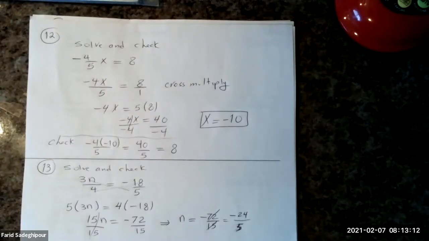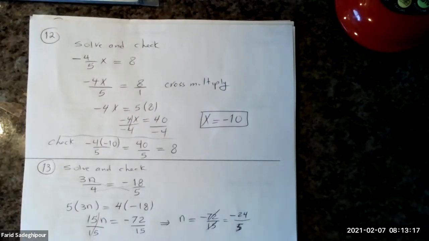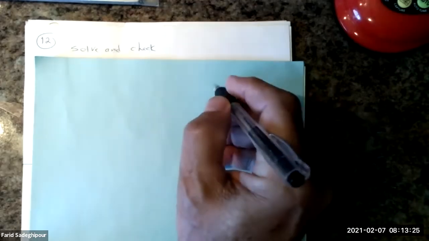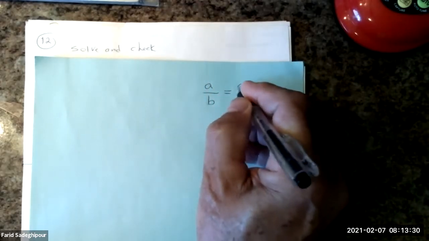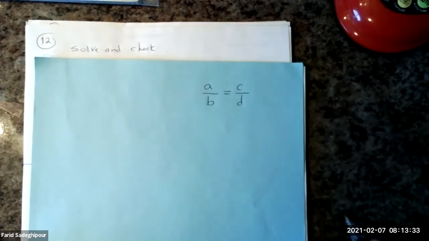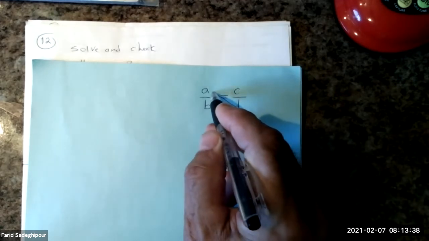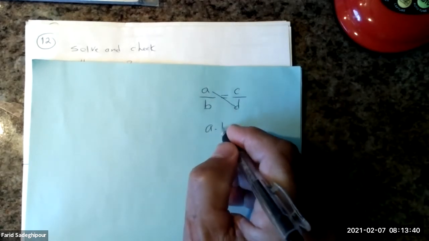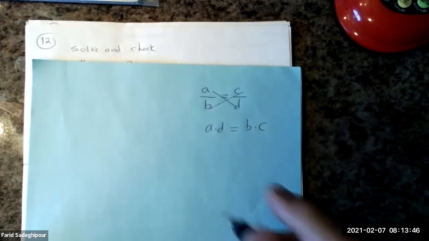The other one is solve the equations. When it comes to the fractions and the negative number, it is more complicated than just the regular. But let's talk about the cross multiplication. If you have two fractions equal to each other, what they call it is cross multiplications. You multiply these two, A times D, equal B times C.